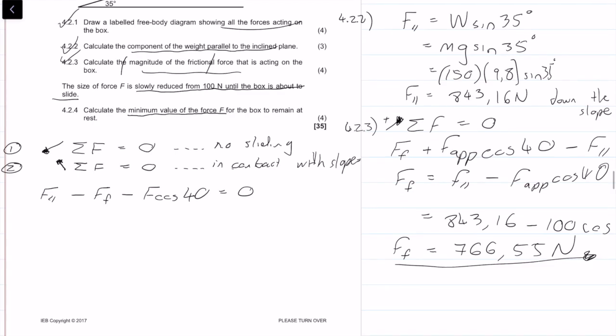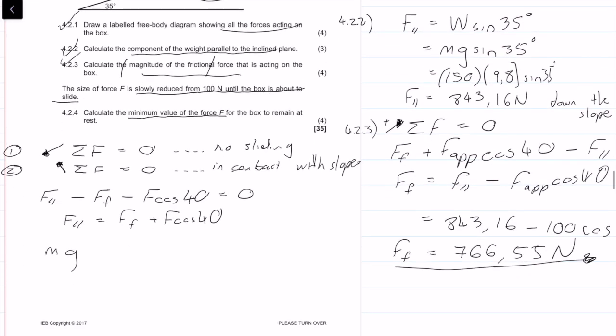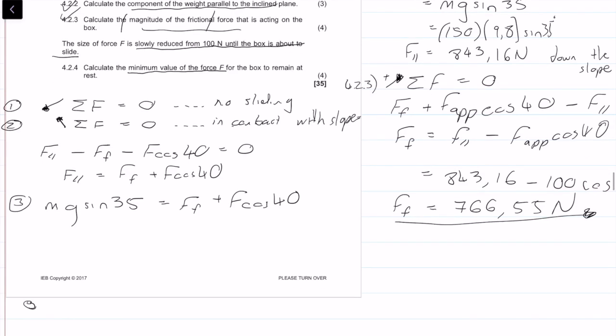Now let's actually rearrange that. We can say that F parallel is equal to force friction plus F cos 40. But we also know that F parallel is equal to mg, and the angle is 35, so mg sine 35 is equal to the force friction plus F cos 40. I'm going to let that be equation 3.